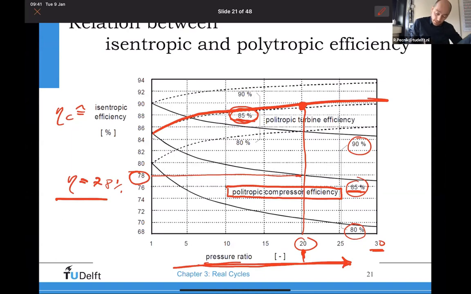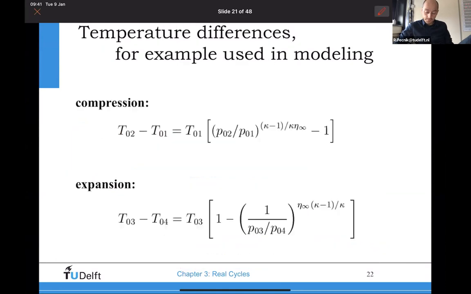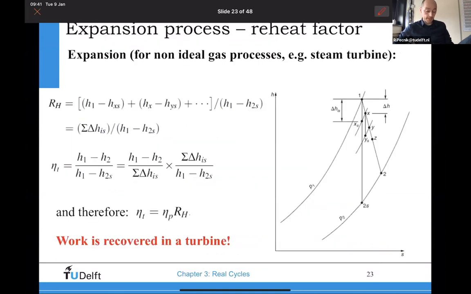Okay, then you will see that the turbine efficiency is actually higher than the single stage. It's 90%. And this has to do with the recovery factor in steam turbine manufacturers, because a steam turbine usually has many stages. And in steam turbine design, this has been called the recovery factor. And I think I discuss it here.